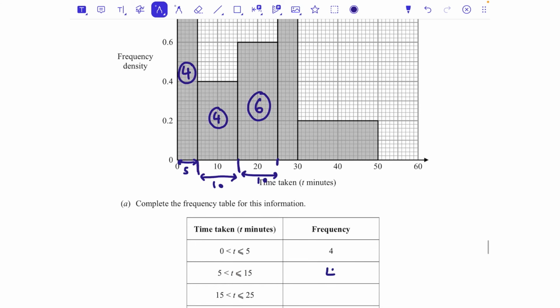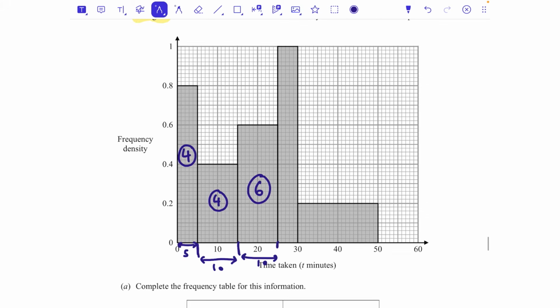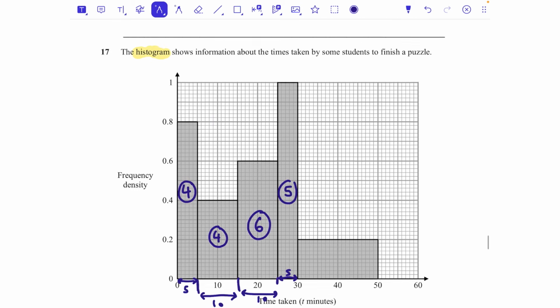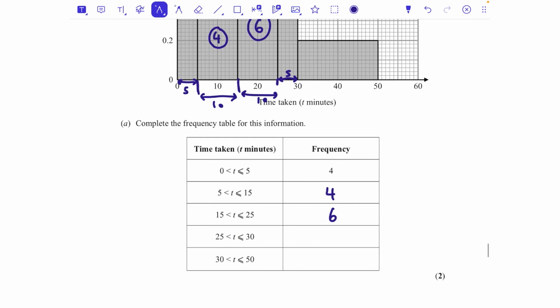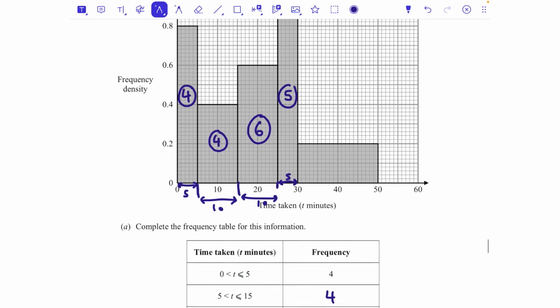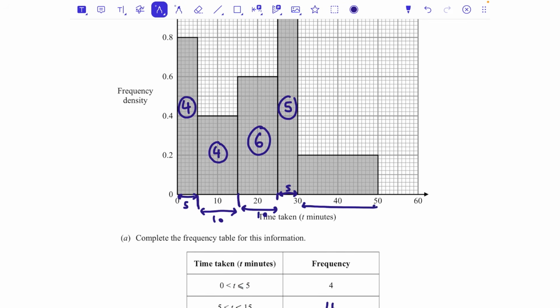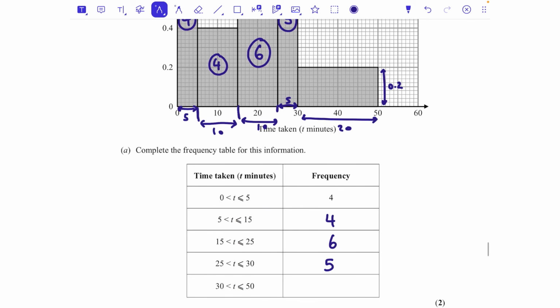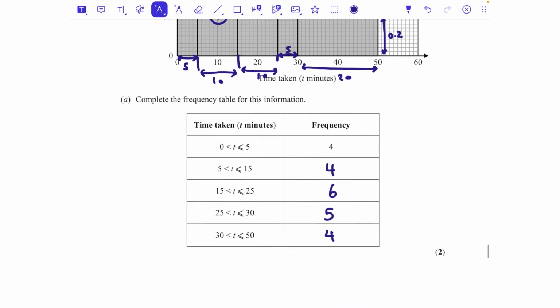I could be putting these in, 4 and 6. For the next one, we have a width of 5 and a height of 1. 5 times 1 is 5. So there's 5 students in that category. And then for the last one, it's 20 wide and it is 0.2 tall. So 20 times 0.2 is 4. So that one is also 4 as well. So we filled that out.